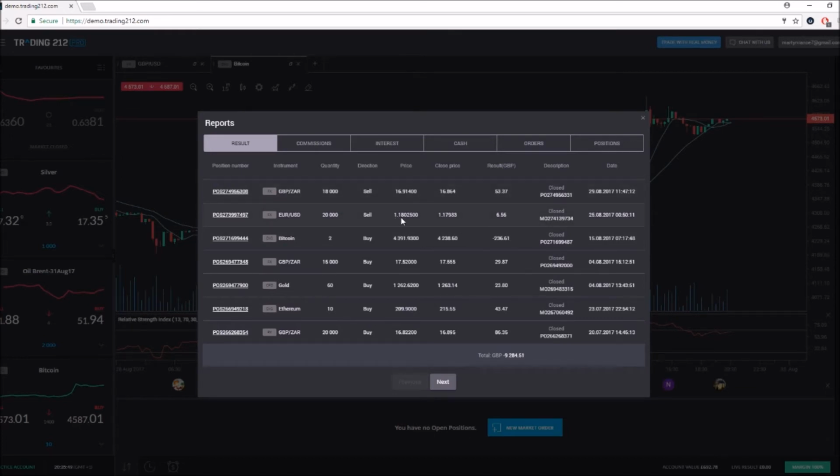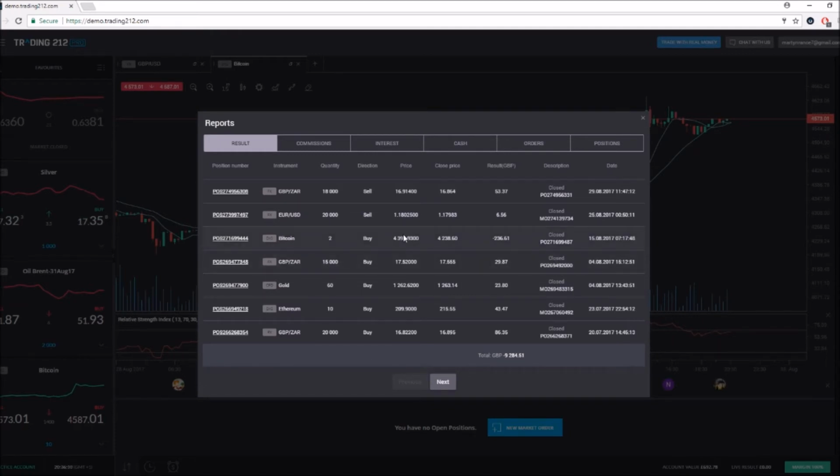Sell 1.180 to 1.17. I only traded a small quantity. It didn't really move that much in my favor, so that's why I took it out a little bit earlier than expected. Now the pound to the South African rand, the most recent trade we've had, actually hit its take profit today.